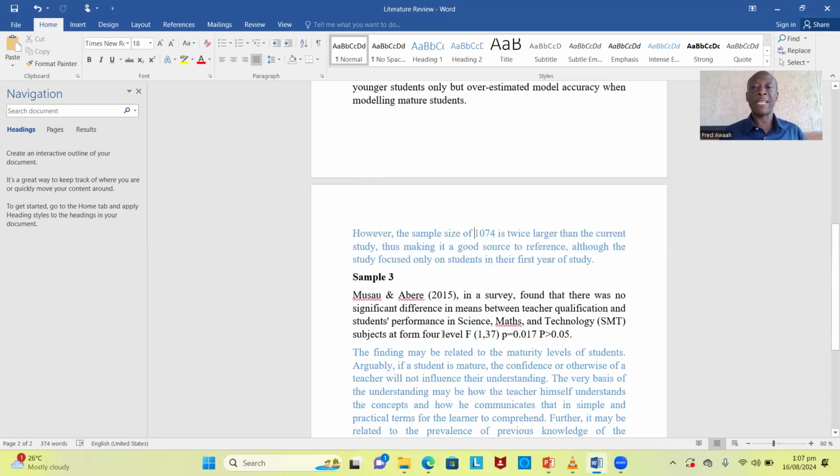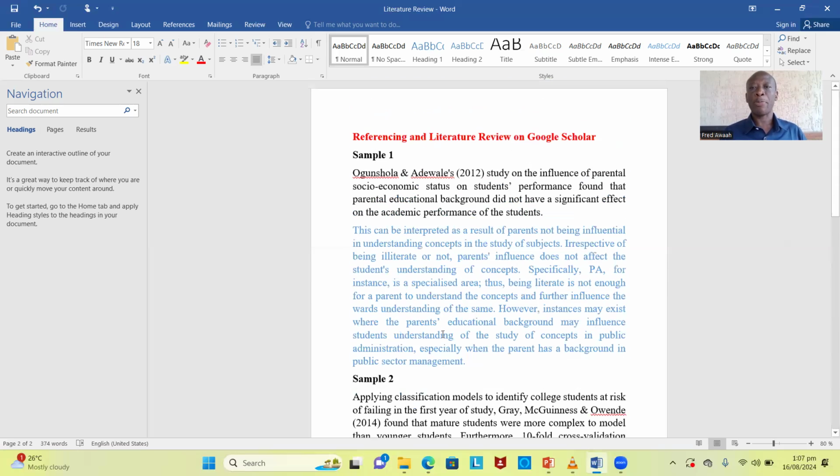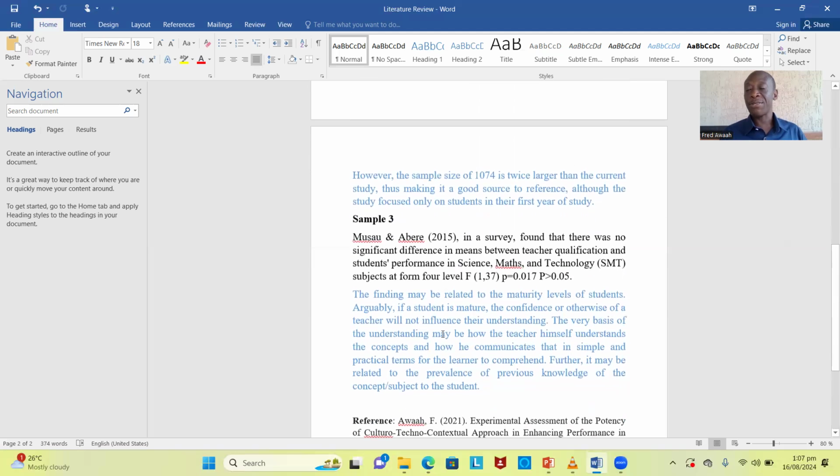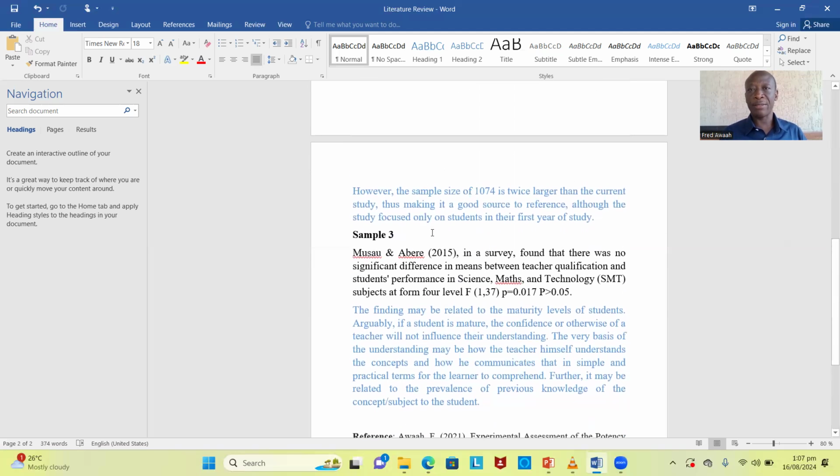So in all three instances, you realize that they were not compilations of literature, but literature review. So literature review, ladies and gentlemen, has to do with a critical interpretation of the literature you would have reviewed for your study.